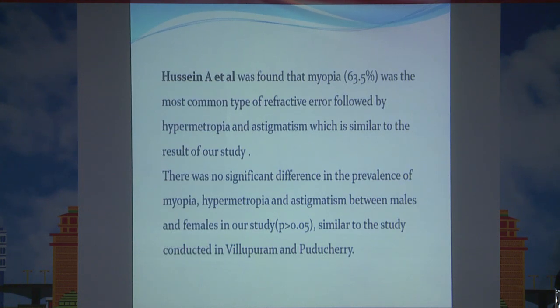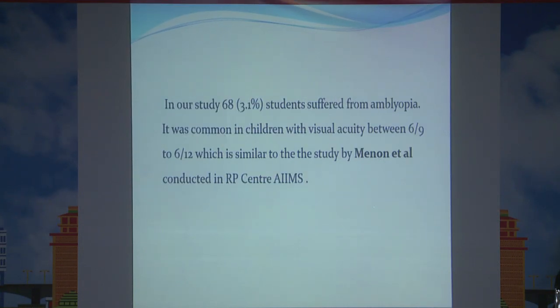Hassan et al. found that myopia, 63.5%, was the most common type of refractive error, followed by hypermetropia and astigmatism, which is similar to the result of our study. There was no significant difference in the prevalence of myopia, hypermetropia, and astigmatism between males and females in our study, similar to the study conducted in Villupuram, Puducherry. In our study, 68, that is 3.1% of students, suffered from myopia. It was common in children with visual acuity between 6/9 to 6/12, which is similar to the study by Menon et al. conducted at the RP Center in AIIMS.